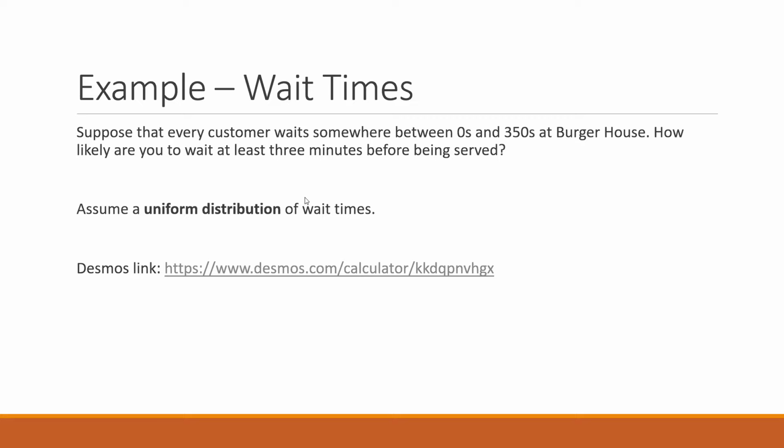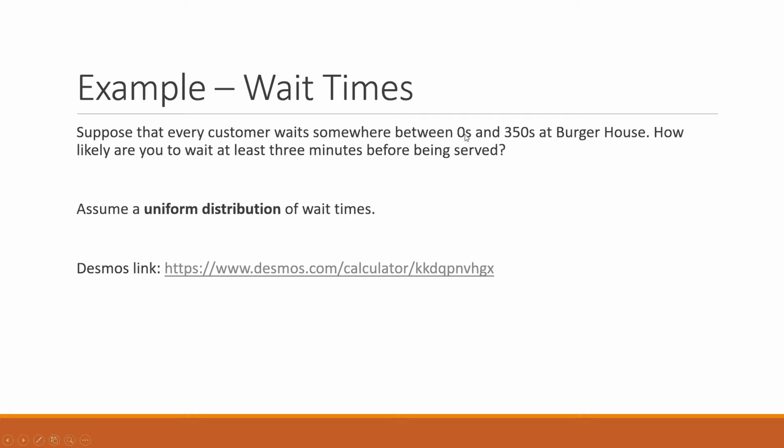And we'll revisit this again with a normal distribution where we have mean and standard deviation and a nice normal curve to play with. But for right now, all we've got is the assumption that every wait time is equally likely. We're just as likely to wait 2 seconds as 222 seconds. So how likely are we to wait at least 3 minutes?